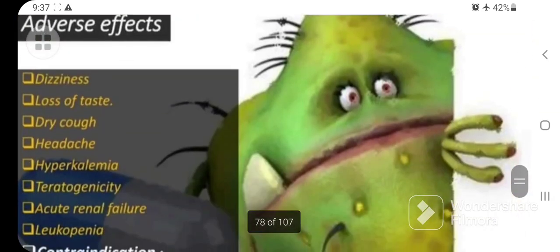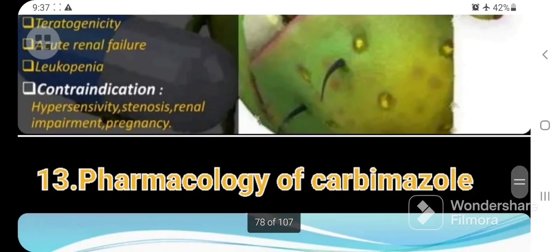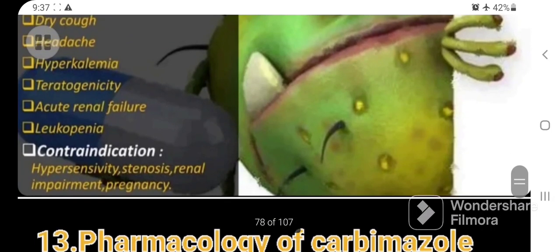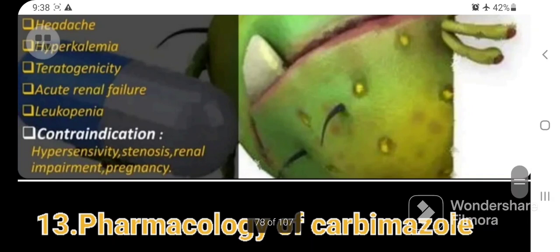Then adverse effects: dizziness, loss of taste, dry cough, headache, hyperkalemia, teratogenicity, acute renal failure, leukopenia. These are some of the side effects. Contraindications: hypersensitivity, stenosis, renal impairment, pregnancy. In these we cannot give captopril or ACE inhibitors. If they ask the pharmacology of the ACE inhibitors, you can write the same, no problem.